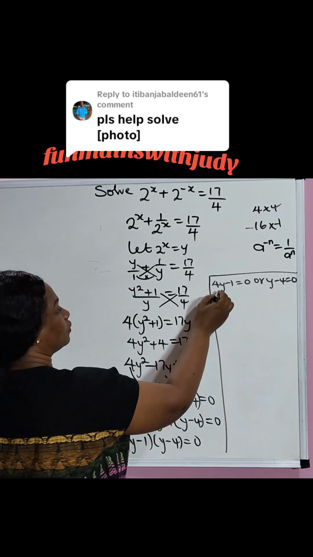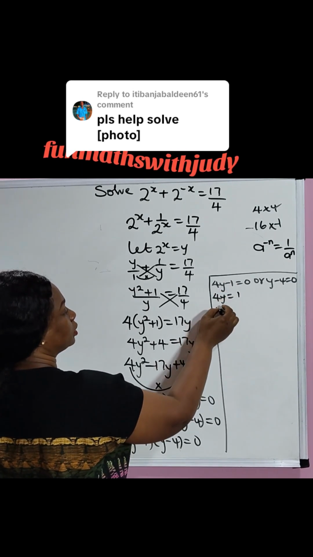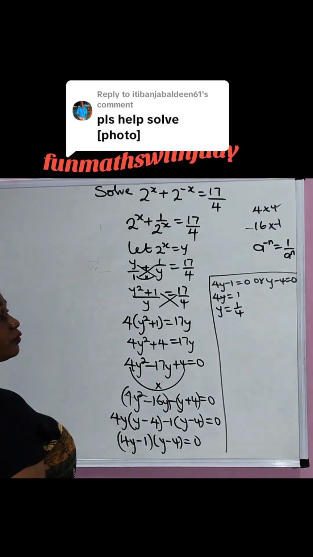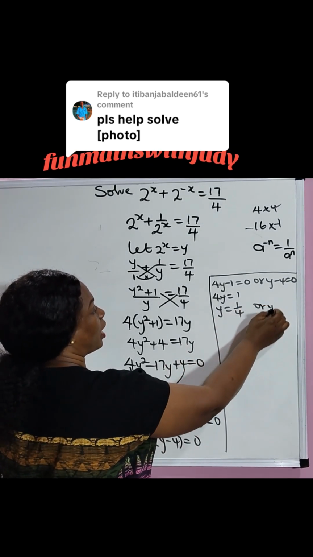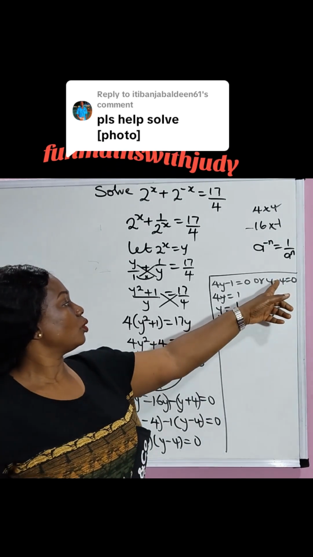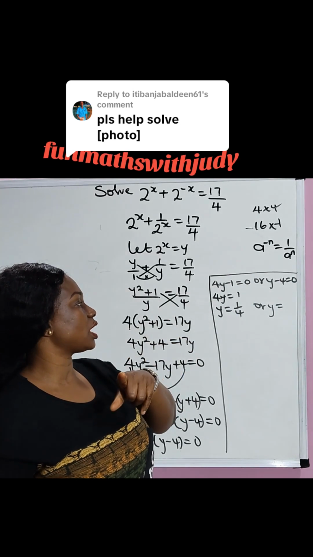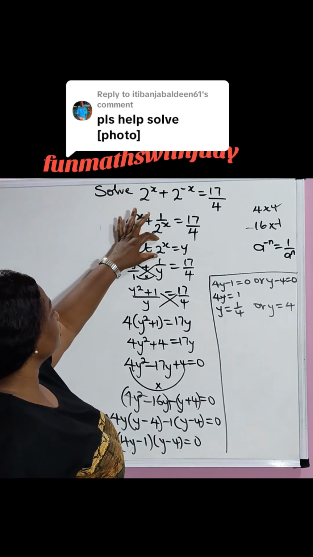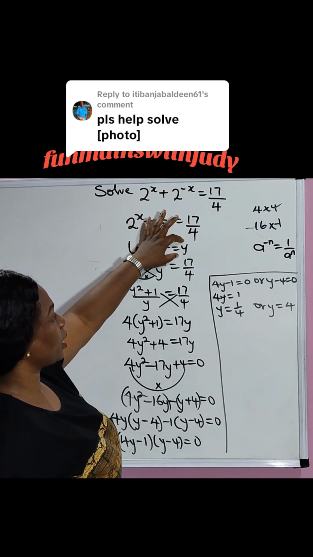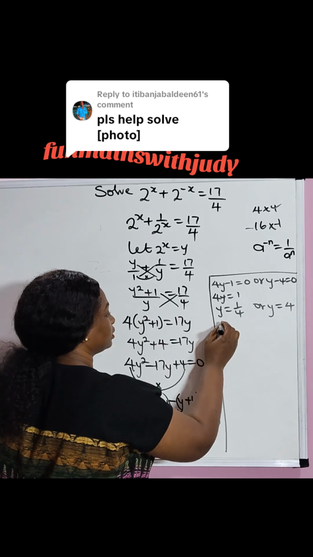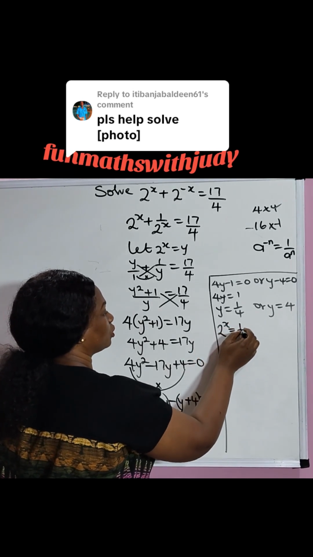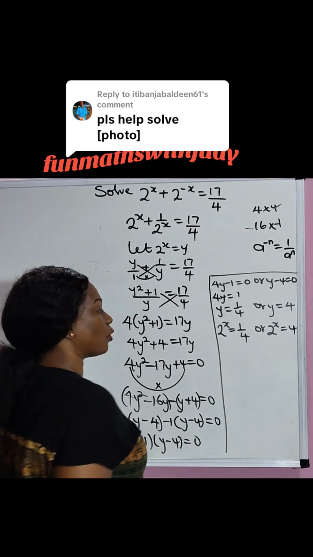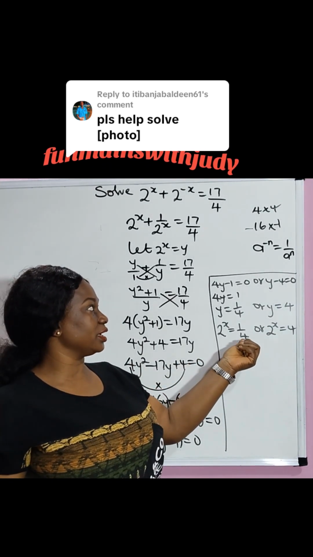From here, 4y is equal to 1. Y is equal to, divide both sides by 4, we have y equal to 1 over 4, or y equal to, when minus 4 crosses the sign of equality, the sign will reverse to plus. So we have y equal to 4. Now, since we said that 2 raised to power x is equal to y, that is to tell us that 2 raised to power x is equal to 1 over 4, or 2 raised to power x is equal to 4.